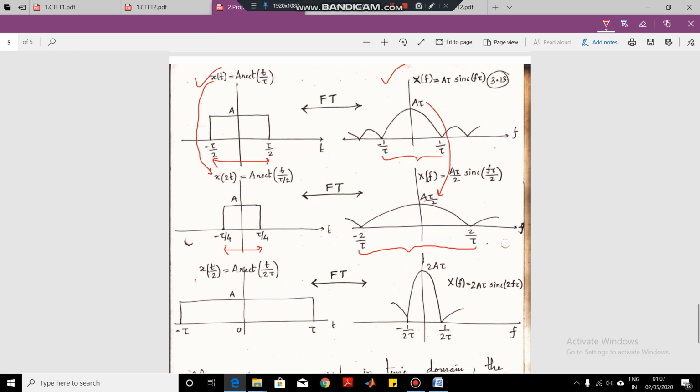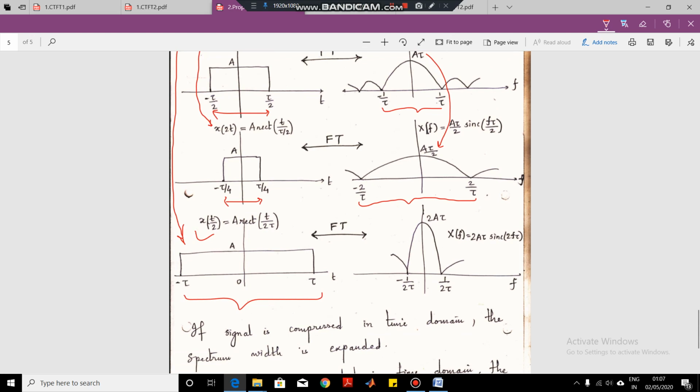Now if you see x of t by 2, so this is 0.5 t. So a is less than 1. This means the signal will be expanded in the time domain. So when the signal gets expanded in the time domain, earlier the width was tau, now the width is 2 tau. So here you can see the width has increased.